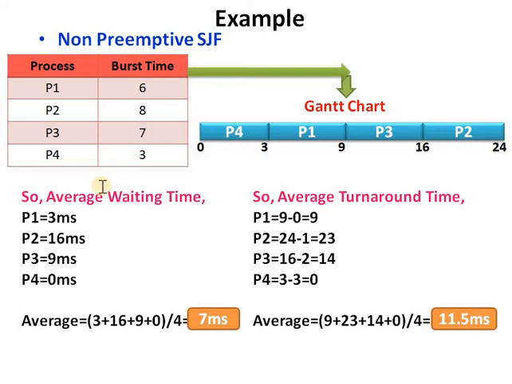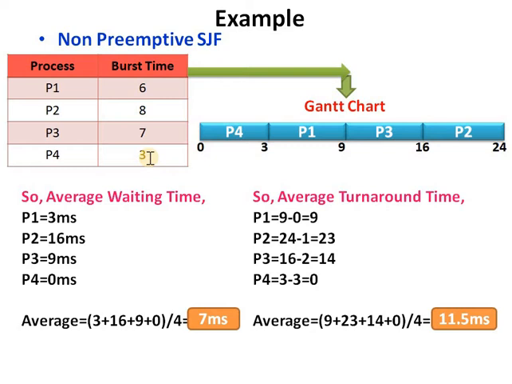Consider in the operating system there are 4 processes, that are process P1, P2, P3 and P4, which have an arrival time of time 0. Process P1 has a burst time of 6, process P2 has a burst time of 8, process P3 has a burst time of 7 and process P4 has a burst time of 3.